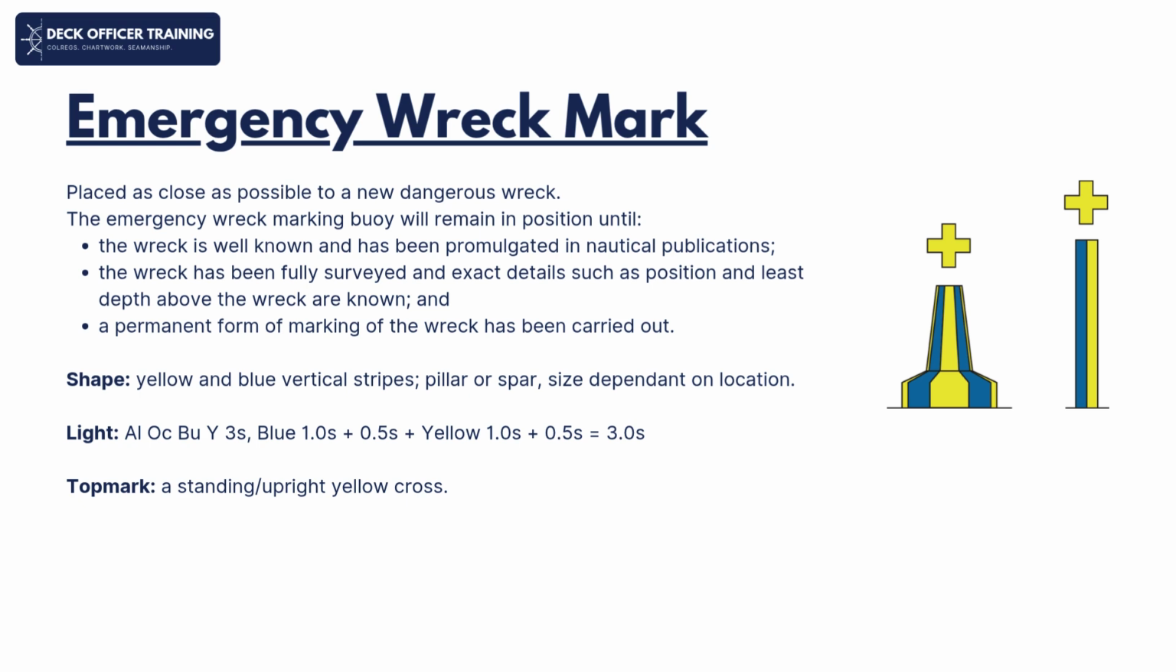Shape: yellow and blue vertical stripes. Pillar or spar, size dependent on location. Light: alternating occulting blue and yellow in 3 seconds. Blue 1.0 second plus off 0.5 seconds plus yellow 1.0 second plus off 0.5 seconds. Top mark: a standing upright yellow cross.